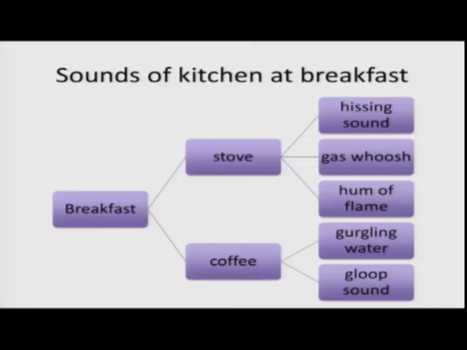So, breakfast you usually have two things, something to eat, then a drink. So, when you lit the stove, what are the different kinds of sounds? Hissing sound, gas whooshing, hum of flame. Then when you are preparing coffee using coffee maker, you have gurgling water, gloop sound.